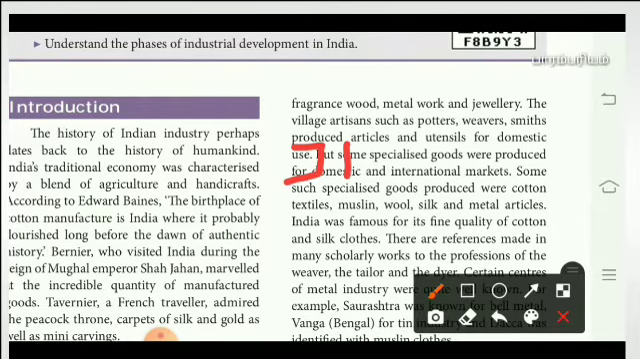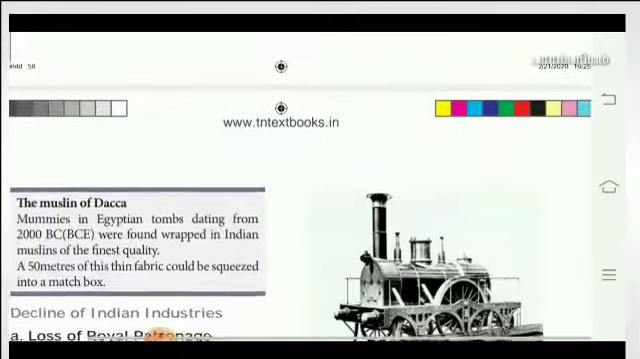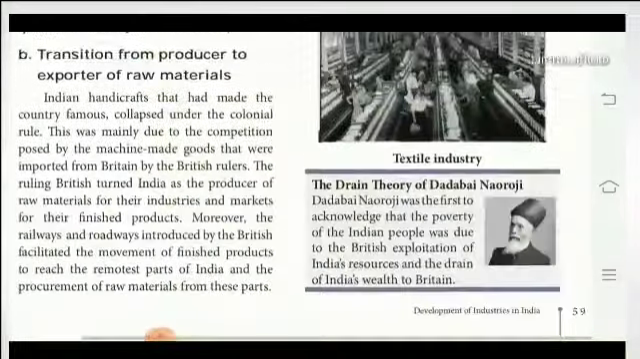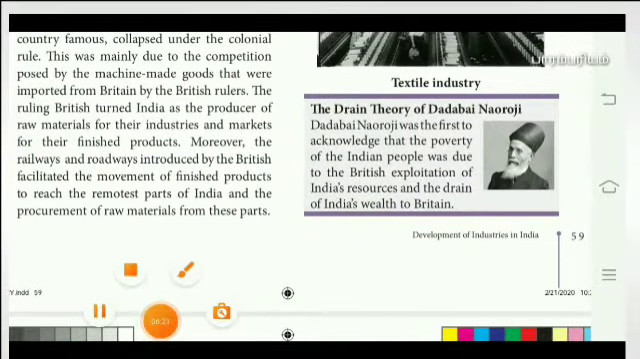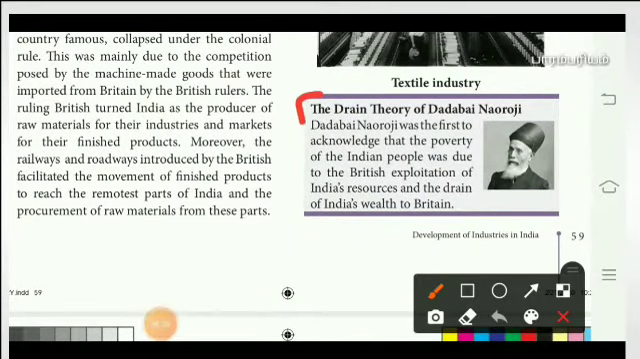Then the second one, write about the drain theory. For the second one we pass on to the next page, page number 59. See the right side under that. See the drain theory of Dadabhai Nauroji. Dadabhai Nauroji was the first to acknowledge that the poverty of the Indian people was due to the British exploitation of India's resources and the drain of India's wealth to Britain. Up to this, you can mark the second one.